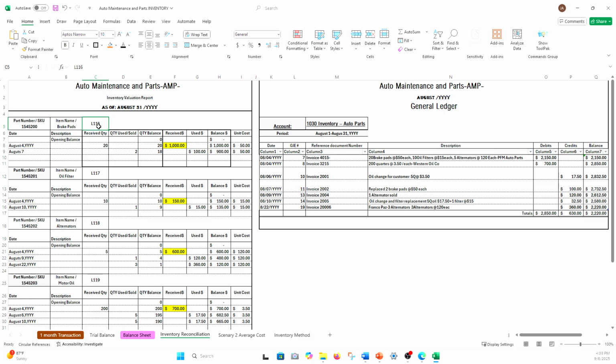Islands L116. So you have to create your own systems in terms of locations, in terms of SKU.